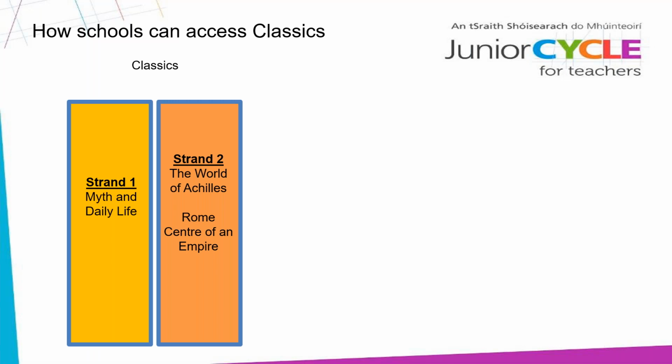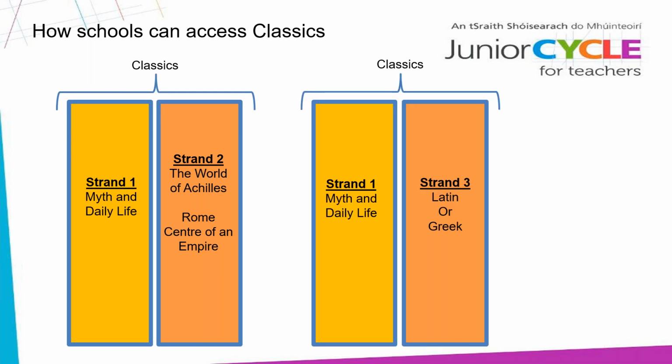So as I mentioned, depending on the background of the teacher in the school, classics will look like one of these options posted here. So for example, I don't have a language background, so classics would look like this option on the screen here, where I would offer strand 1, myth and daily life, and strand 2, the world of Achilles and Rome, center of an empire, as classics. However, if you taught Latin or Greek, classics in your school would look like the option here on the right.